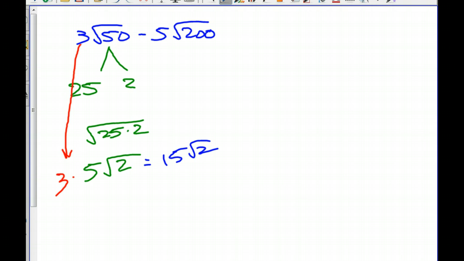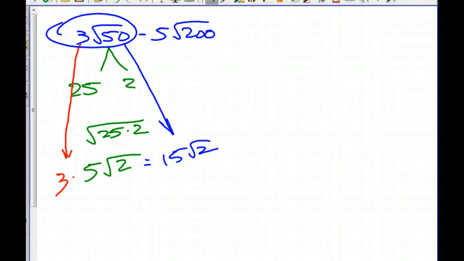So 3 square root of 50 is the same as 15 square root of 2. And one way you can check that, at least to me it's fairly easy, is if you square the 3, or square whatever number's outside of the box here, what is 3 squared? 9. And multiply it times 50, it's 450.